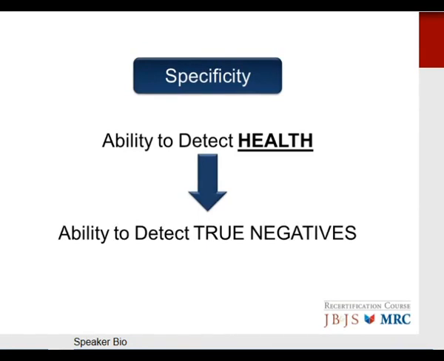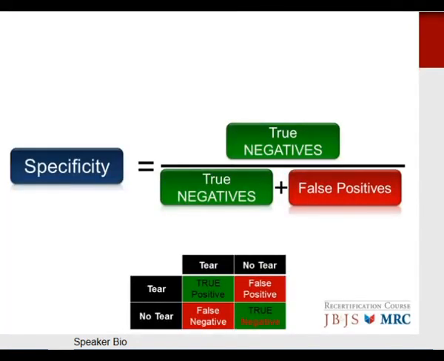Whereas specificity is the ability to detect health, or our ability to detect true negatives. And so it looks like the mirror opposite. It's true negatives over all the true negatives, and then the diametric opposite, which is false positives.